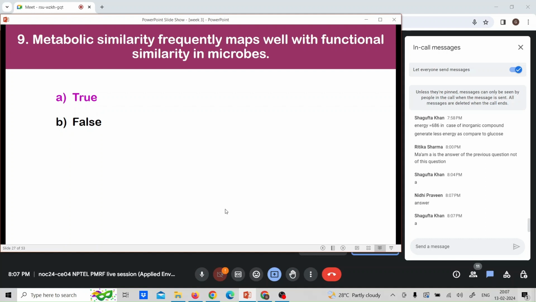Right, answer is true, Shagufta. It's A. Metabolic similarity frequently maps well with functional similarity because, when given a particular environment, microbes undergo a certain kind of metabolism, like aerobic conditions or halophilic or thermophilic conditions. Extremophiles are just an example, but even in a normal environment, whatever food they get, microbes grow based on that. So there is a particular metabolic pattern.